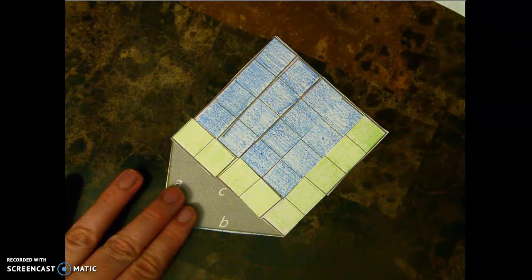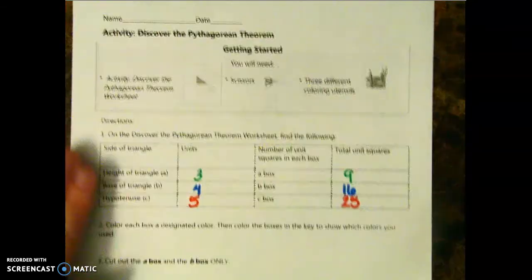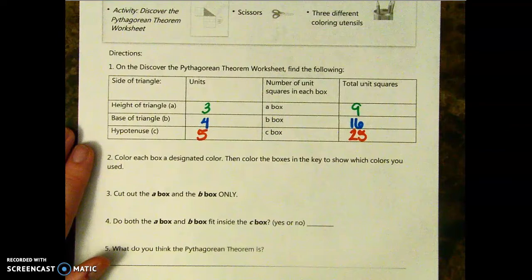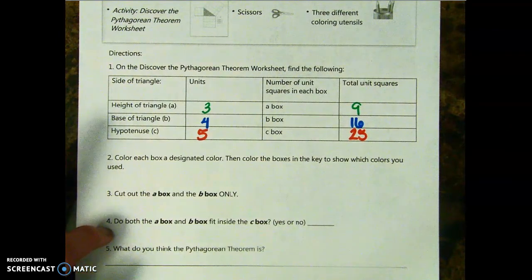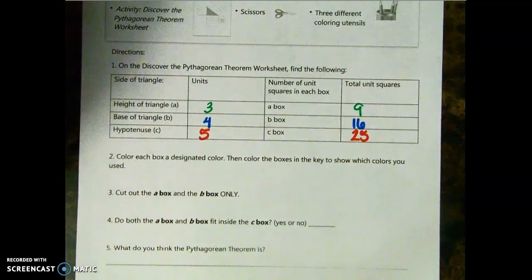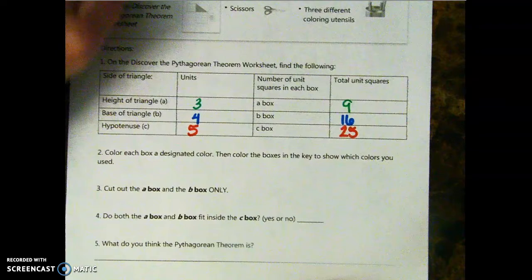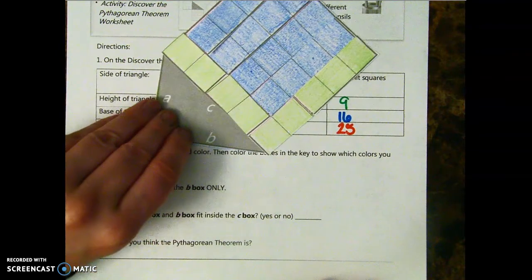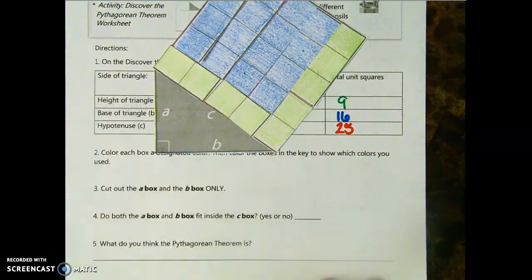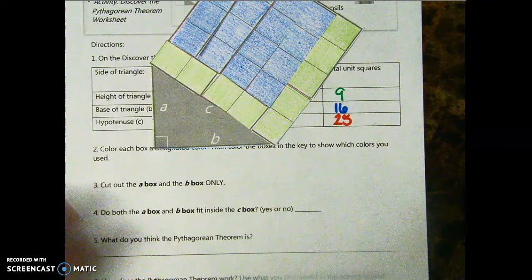So then as we go into figuring out the rest of our activity, we cut them out. Do both the A box and the B box fit inside the C box? That is a true statement. Okay, there are my boxes now. They're all in box C, so that is a yes.